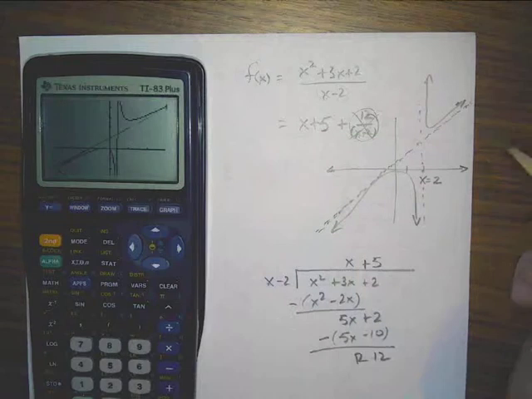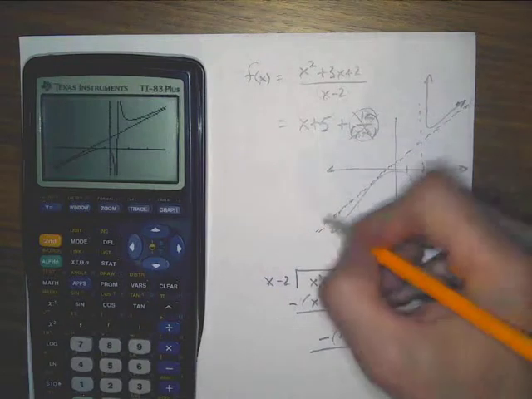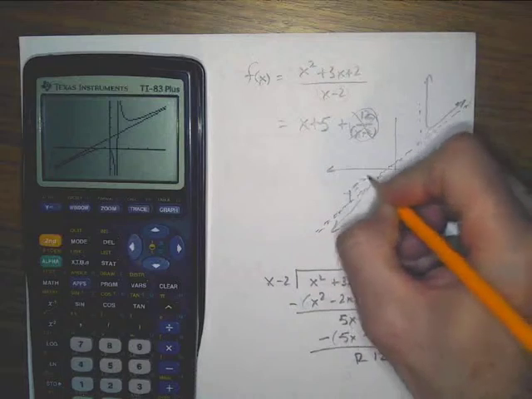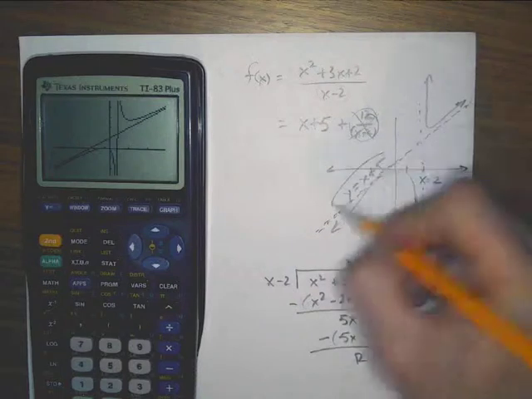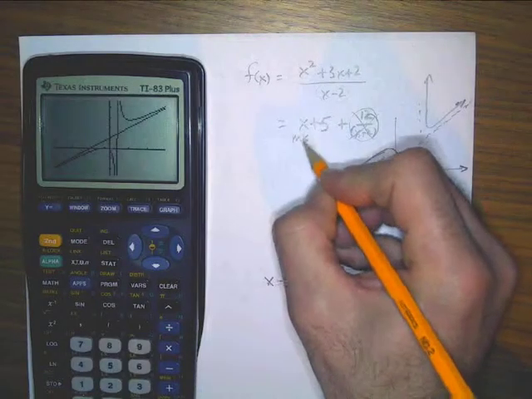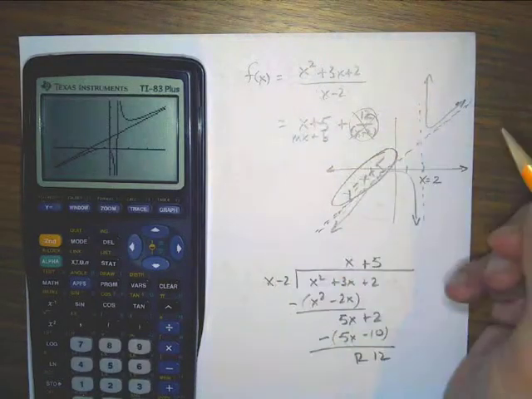So let's find out. Yep, there it is. This asymptote is given by the equation y equals x plus 5. You'll notice that's a linear function. It looks just like mx plus b.